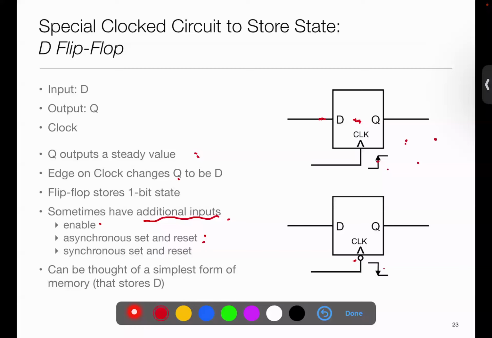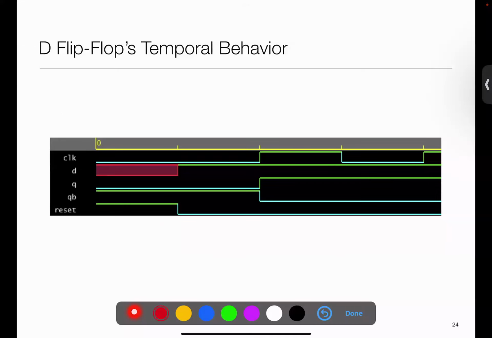The cost of a 1-bit D flip-flop is similar to the cost of a 1-bit full adder, on the order of 20 transistors. So that's the D flip-flop, a very special circuit, very crucial to understand, and let's look at its timing behavior.